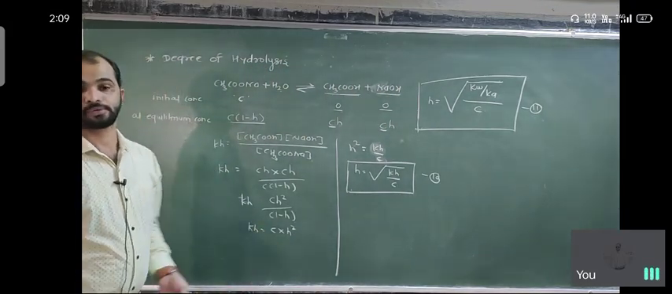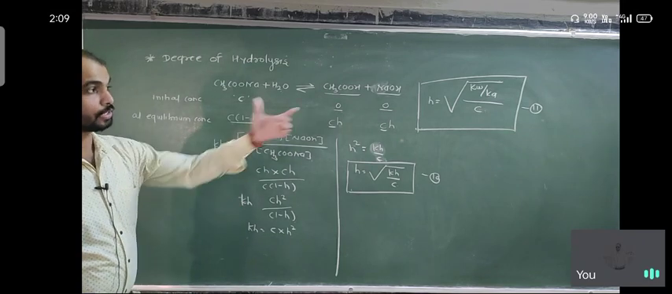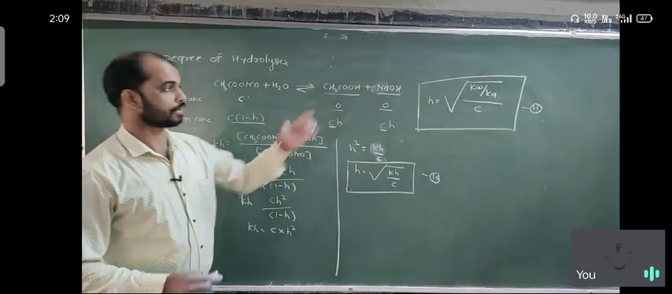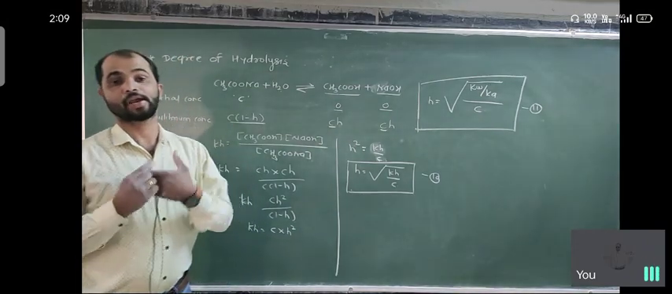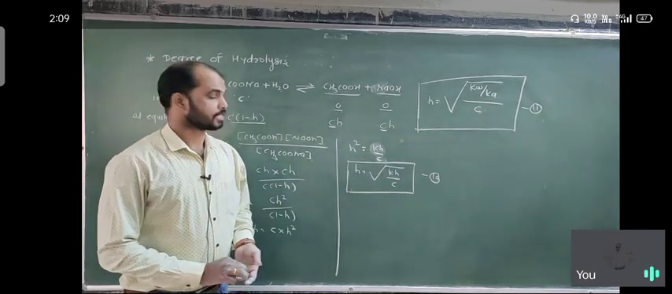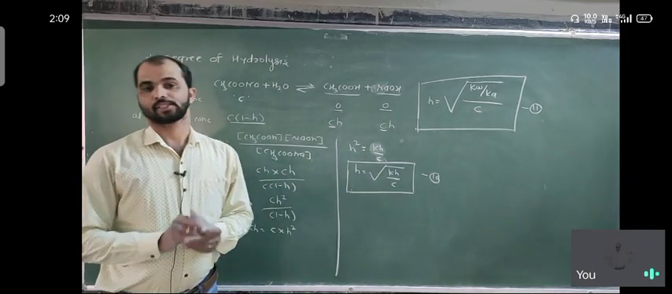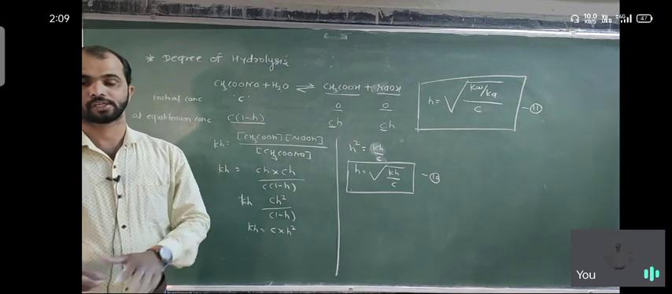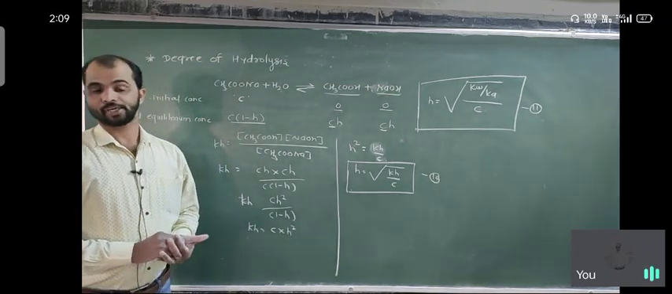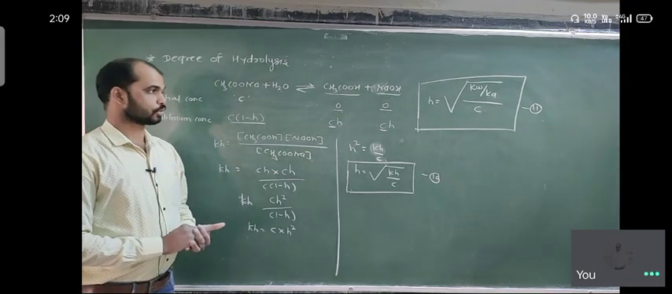Once we know the concentration, and we have the value of the ionic product of water and the ionization constant of the acid, we can easily calculate the degree of hydrolysis. So this is all about today's lecture. In the next lecture we will discuss another combination. So we stop here.